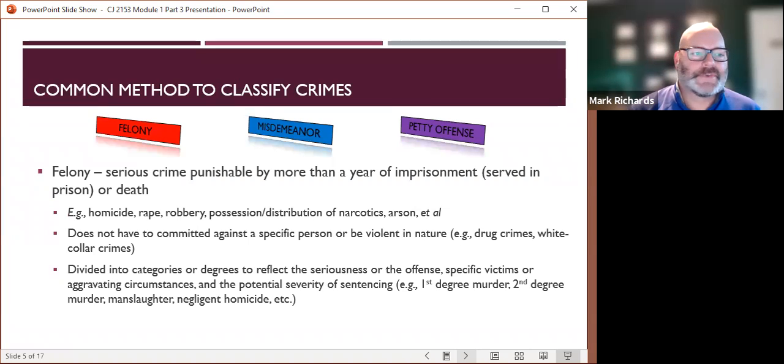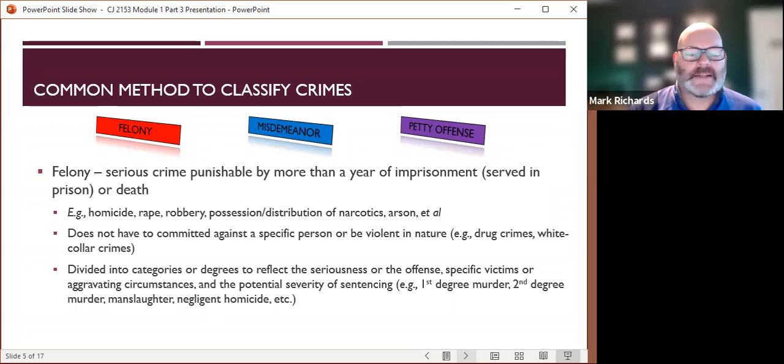A felony is a serious crime punishable by more than a year of imprisonment, served in prison, or punishable by death. For example, crimes like homicide, rape, robbery, possession and distribution of narcotics, and arson are all considered felonies. Felonies don't have to be committed against a specific person or be violent in nature. Crimes like drug crimes or white collar crimes are considered felonies as well.